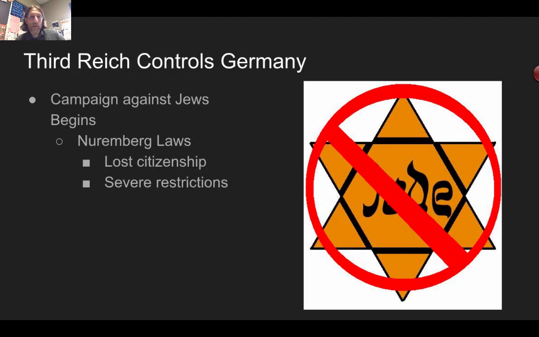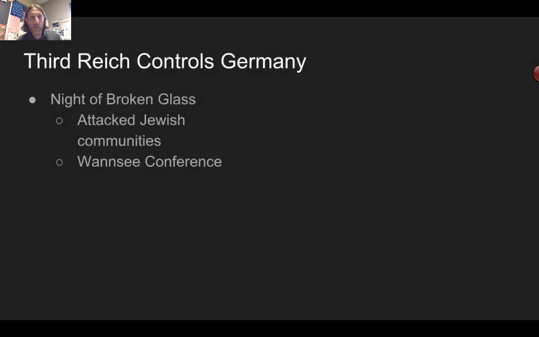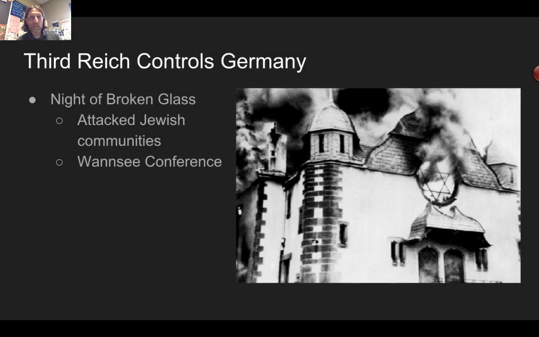The next step is the campaign against the Jewish people and the Nuremberg laws. What's going to happen in the Nuremberg laws is it's going to take away citizenship from the Jewish people. It's also going to severely restrict where Jews can live, businesses that they can run, who they can and cannot marry, and all of those types of things are going to get going. And what they need is an excuse.